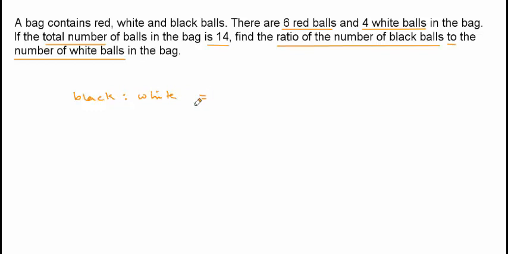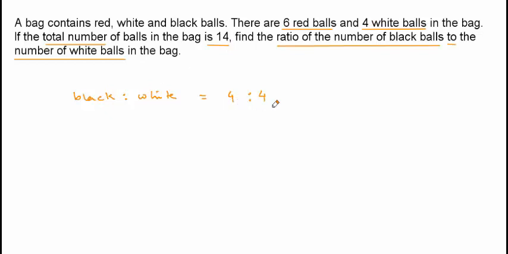That is equal to, if you look here, there are 4 white balls. So we could write a 4 on the white side. And how about the number of black balls? It's given that there are 14 in all, and there are 6 red and 4 white balls. So if you add these two numbers up, that 6 plus 4 is 10, and subtract that from 14, that gives you the number of black balls. So the number of black balls is 14 minus 10, which is also 4.